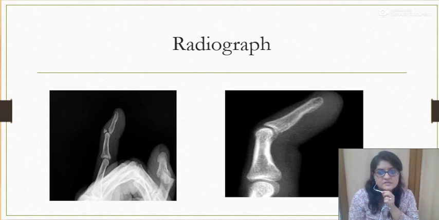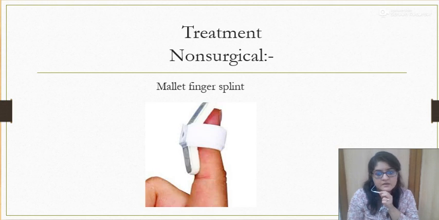So here you can see the radiograph. On the left hand side, the radiograph is showing the avulsion, and here in the cases of avulsion, the transmission of the force will be more. That's why avulsion has happened. And on the right side, you can see the typical mallet finger. It is usually treated in the non-surgical manner. That means splints are given and it is immobilized in the extension position at the DIP joint for a couple of weeks, and after that PT management is started to restore the range.